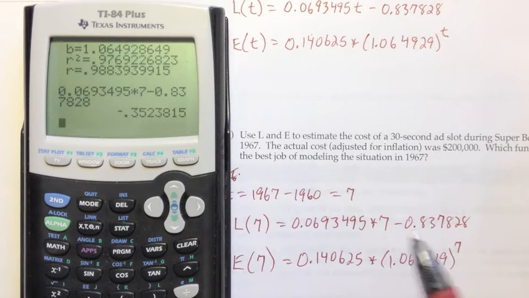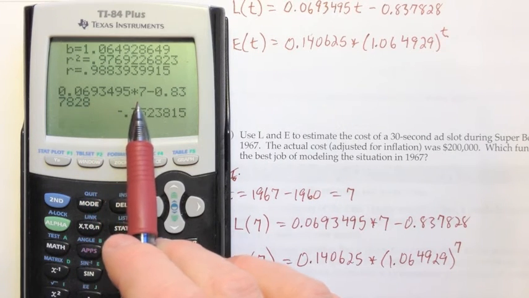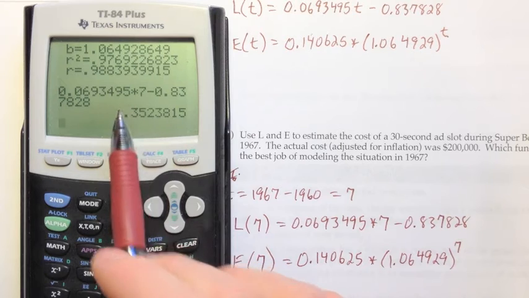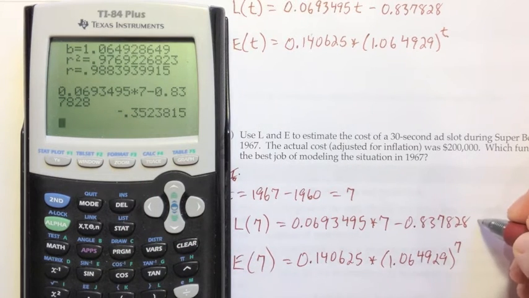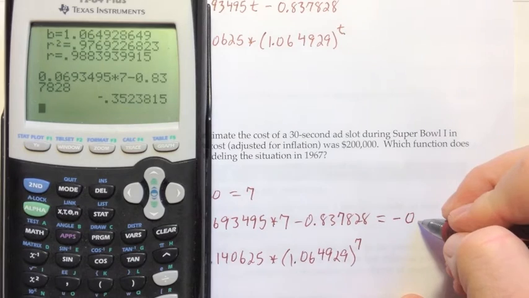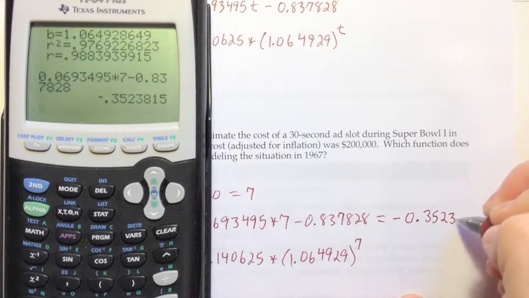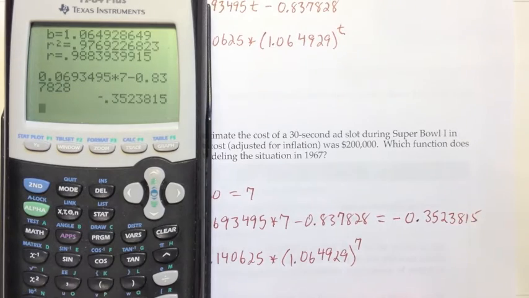Just a little strange, right? So I'm just going to double check that I put that in right. 693495 times 7 minus 0.837. It looks like that's correct, though it can't possibly be correct for the situation. Does it say how to round it? No, so I'm just going to put a lot of digits there, negative 0.3523815. I'll just put everything I see.